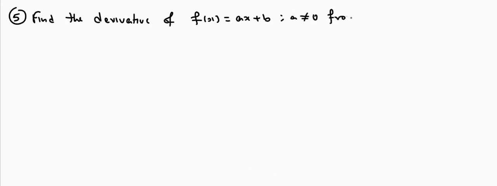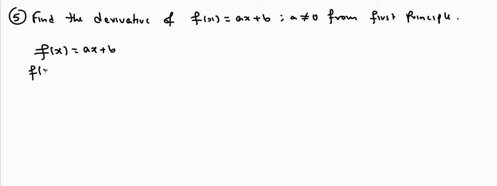From first principle, f of x is equal to ax plus b, and we find f of x plus h. Now, f of x plus h is a times x plus h, that is ax plus ah plus b.